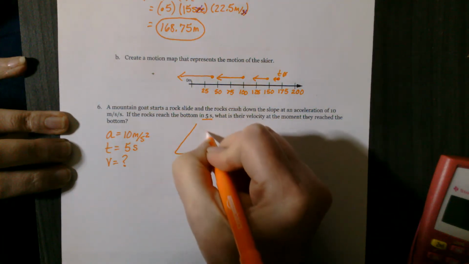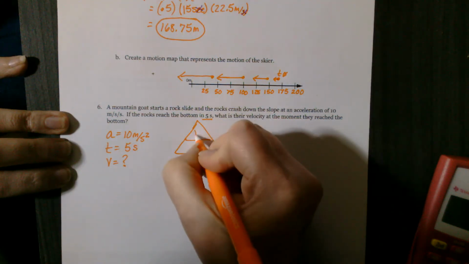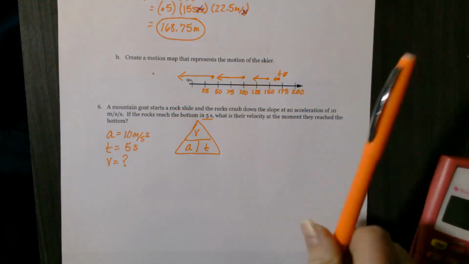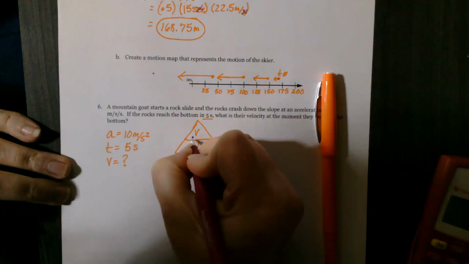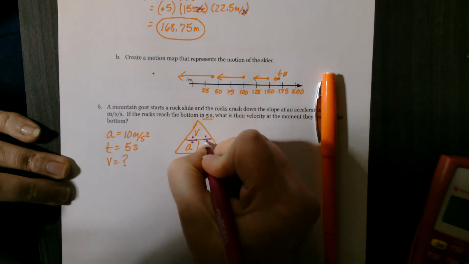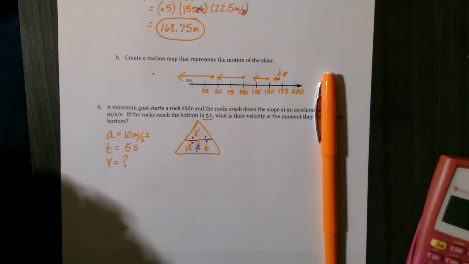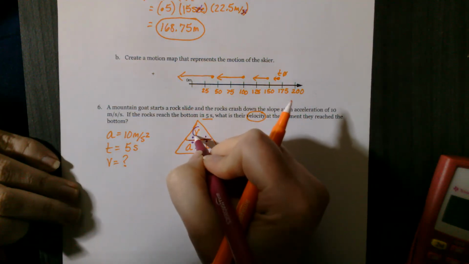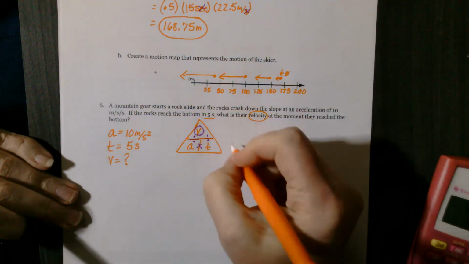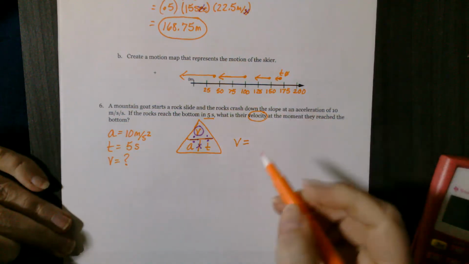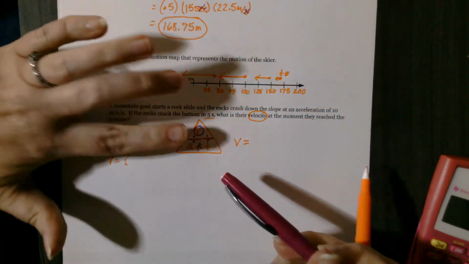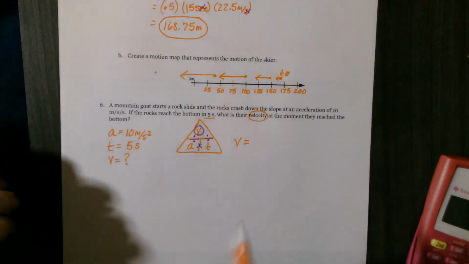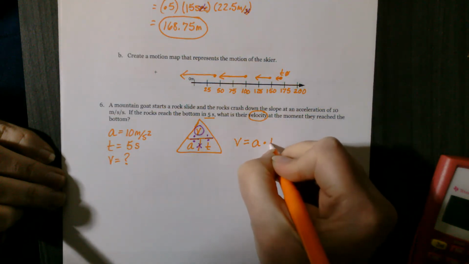So again, if you wanted to use a triangle, V, A, T, that can help you get your idea for what to do. You could divide there if you needed to, and if they're next to each other, they multiply. So we're looking for their velocity, which is this guy. So I have to say V equals something. Now that I have V, I'm going to cover that up. I am left with A times T. So that's my formula.